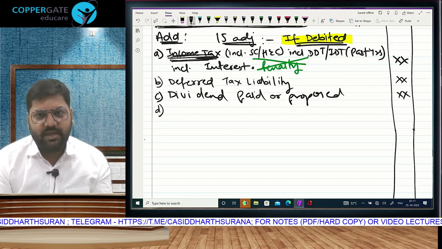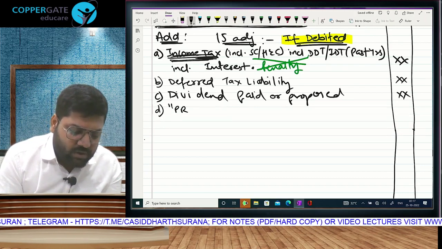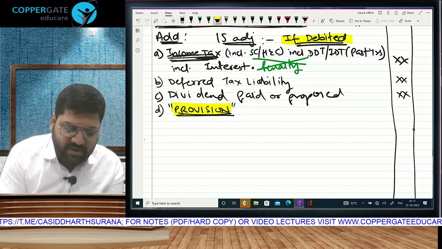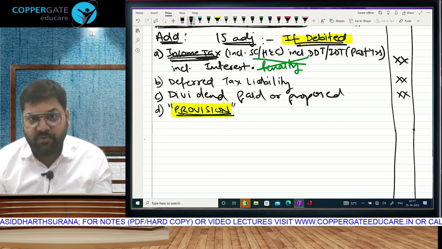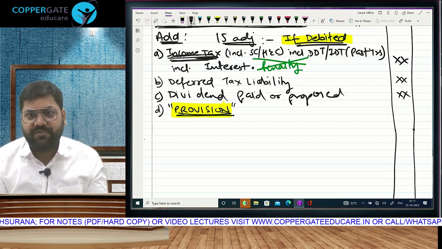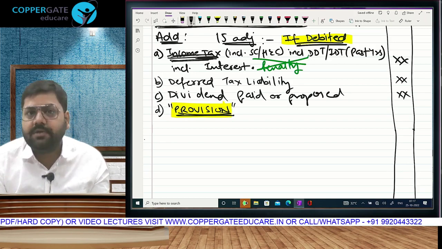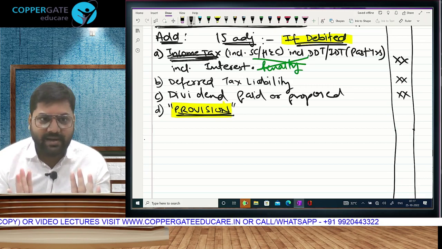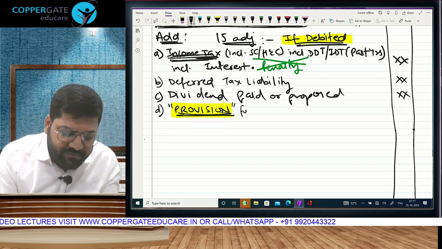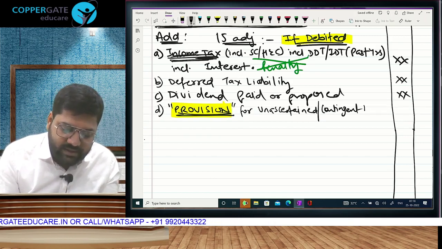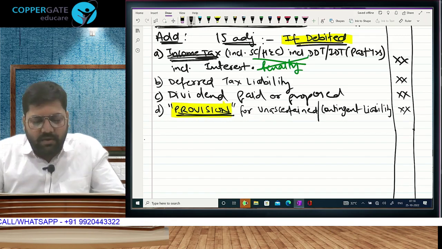Next point. The most important word of this point is the word provision. The point D exists only because of the word provision. If I remove the word provision from point D, it will go away from book profit computation. Most important word, hard hitting word, deciding word is the word provision. Sir, provision for what? Provision for unascertained or contingent liability.